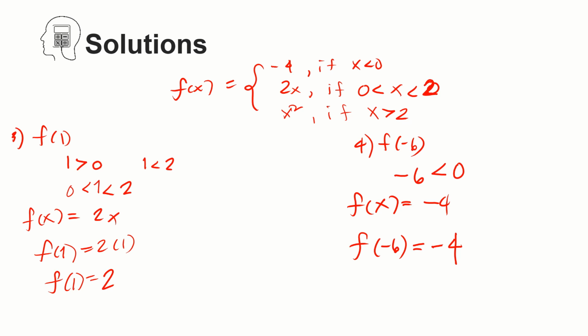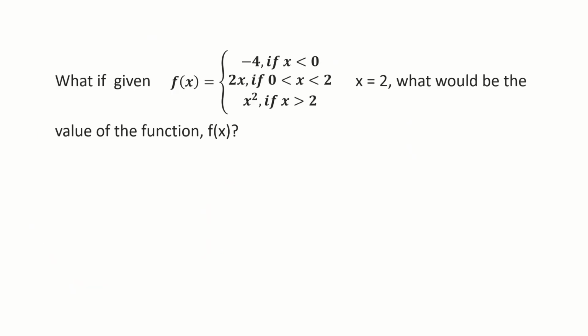And if our given value of x is greater than 2, then we know that the function to be used is x squared. So for example, we have a value of x that is equal to 3, then we know that our f of x is equal to x squared. So therefore, f of 3 is equal to 3 squared, and f of 3 is equal to 9. So we need to compare the given value of x with our conditions or intervals of domains.